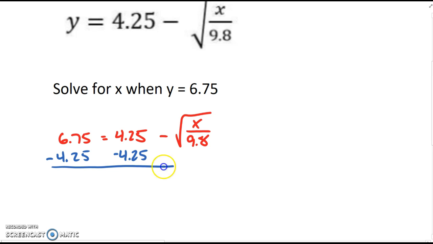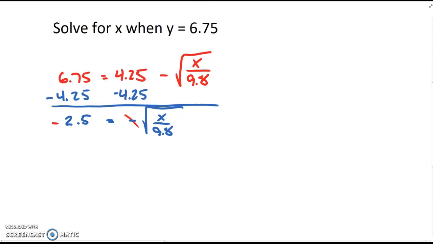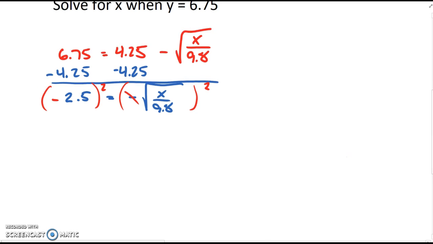Again, whatever we do to one side, we have to do to the other, basic algebra rules. And we're left with 2.5 on the left. And on the right side, I have negative square root of x over 9.8. Now, I can divide by -1 to get rid of the negative sign. It really doesn't matter. It's going to go away anyways. So I can cancel that out and make this negative. All right, because at this point, I'm now going to square both sides to remove the radical. So I can take this whole thing and square it, which means I have to square that. Now you see when I square that whole thing, that negative goes away anyways.